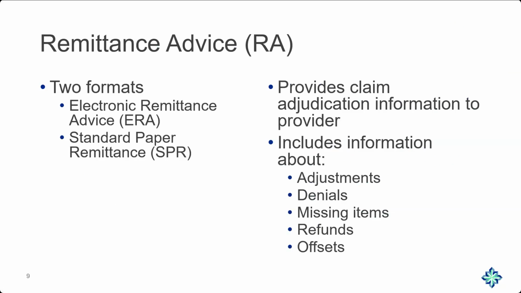Now, there are two formats: the electronic remittance advice, which is the ERA, and also the standard paper remittance, or the SPR. With very few exceptions, most providers or suppliers are going to receive the electronic remittance advice. That remittance advice has key information for providers. The information is important to you to recognize how Medicare did or did not process the claim. For adjudicated claims, you can find information about adjustments, denials, sometimes missing items, refunds, and even sometimes the RA will include information about offsets. So a lot of financial information.